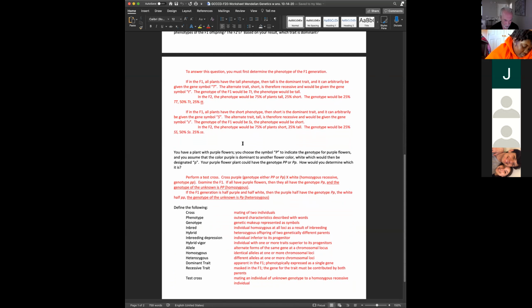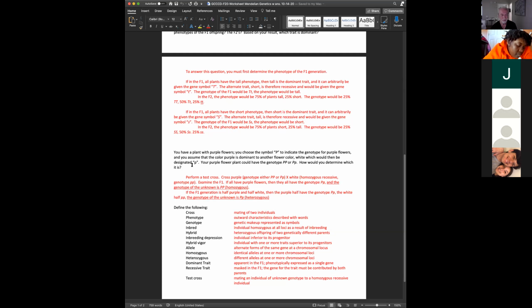You have a plant with purple flowers, and you choose the symbol big P to indicate the genotype of purple flowers. And you assume that the color purple is dominant to another flower color, which is white. And you designate that as little p. So you have big P, little p, distinguishing flower color. So your purple flower plant could have the genotype big P big P, or big P little p. How would you determine which it is?